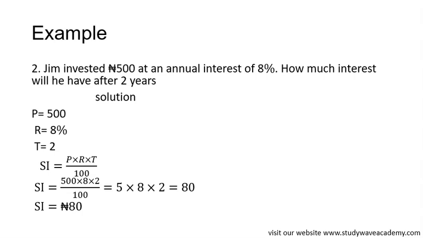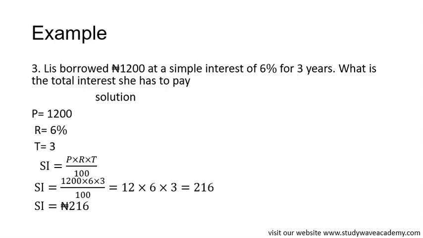Let's look at another example. We have here Liz borrowed 1,200 naira at a simple interest of 6% for 3 years. What is the total interest she has to pay? Liz borrowed 1,200 naira at a simple interest rate of 6%. Okay? So what will she pay after 3 years?